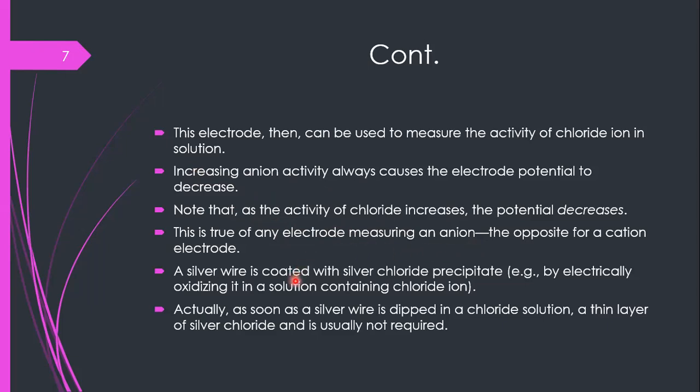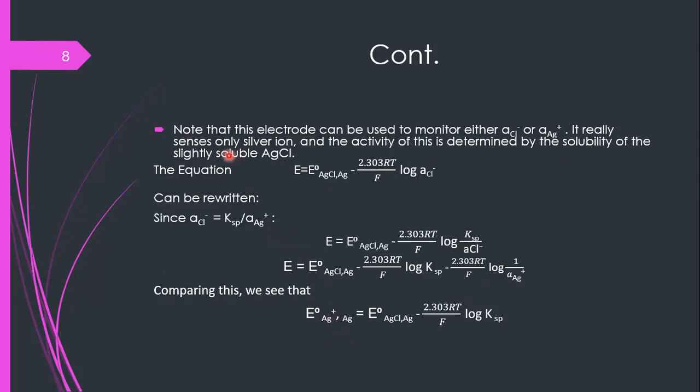A silver wire is coated with silver chloride precipitate, for example, by electrically oxidizing it in a solution containing chloride ion. Actually, as soon as the silver wire is dipped in a chloride solution, a thin layer of silver chloride is developed and is usually not required. Note that this electrode can be used to monitor either activity of chloride ions or activity of silver ions. It really senses only silver ion, and the activity of this is determined by the solubility of this slightly soluble silver chloride.